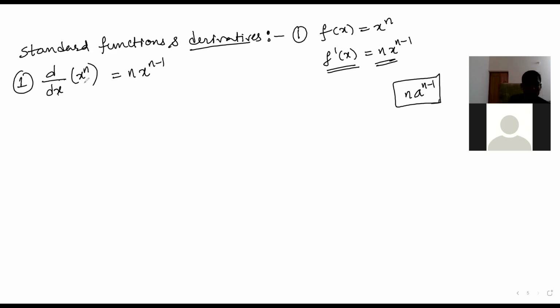This is very important. Under this, what comes? D by dx of x, simply dx by dx, which is 1. And next, d by dx of a constant: the derivative of any constant is 0.